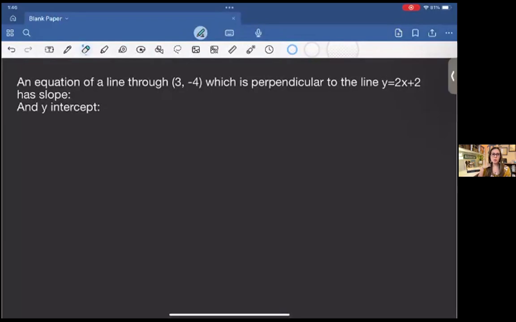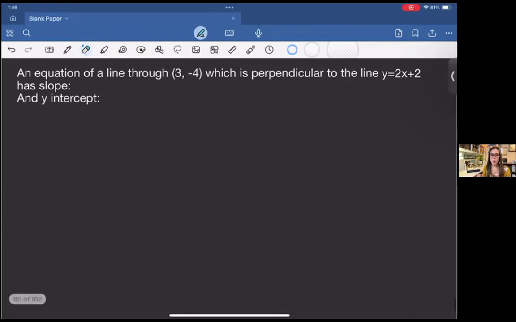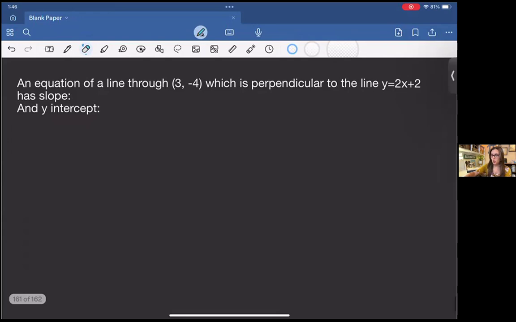In this particular problem, we're given a point and that the line that goes through this point is perpendicular to an existing line. The existing line is y equals 2x plus 2. So we're going to use that to help us find almost all of the information that we need. So we have this line, we could graph it, we could look at a table, whatever, and it's already there. And what we're trying to do is to find the line that's perpendicular to it that goes through 3, -4.